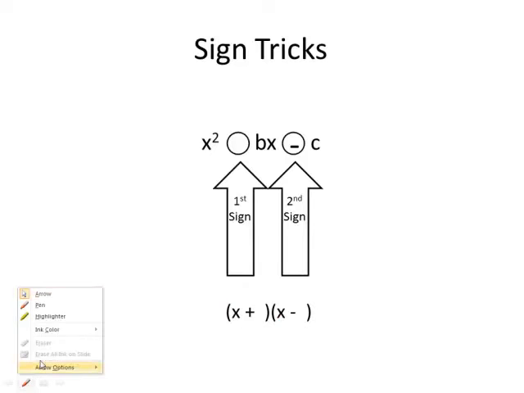If the first sign is positive, then that means the bigger number of the two will go in this location with the plus sign. If the first sign is negative, then that means the bigger number of the two will go in this location with the negative.